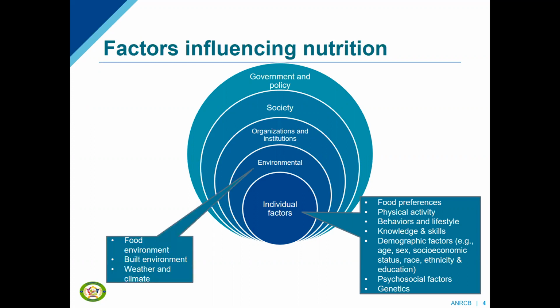When we consider the larger environment that people live in, we're not only referring to weather and climate. We're also talking about the food environment, which includes all the sources of food around us, such as farms, street vendors, shops, and markets, the price of those foods, and related factors. We also consider the built environment, which includes the physical infrastructure around us, such as buildings, streets, and more.